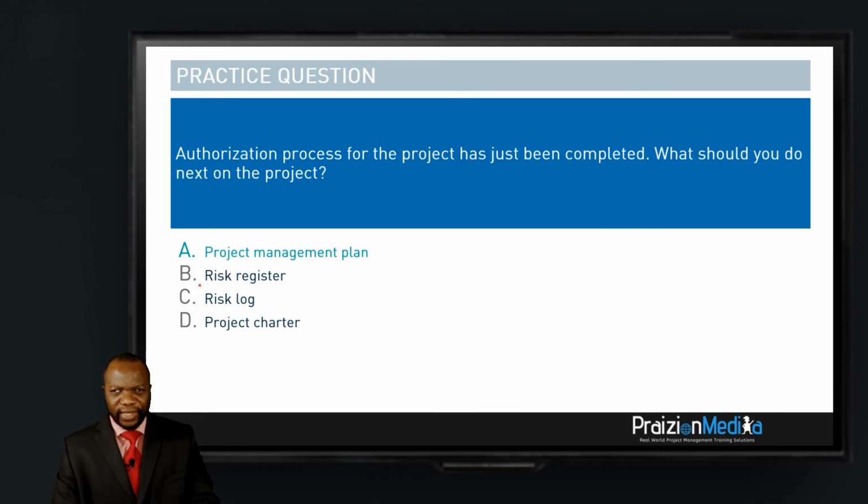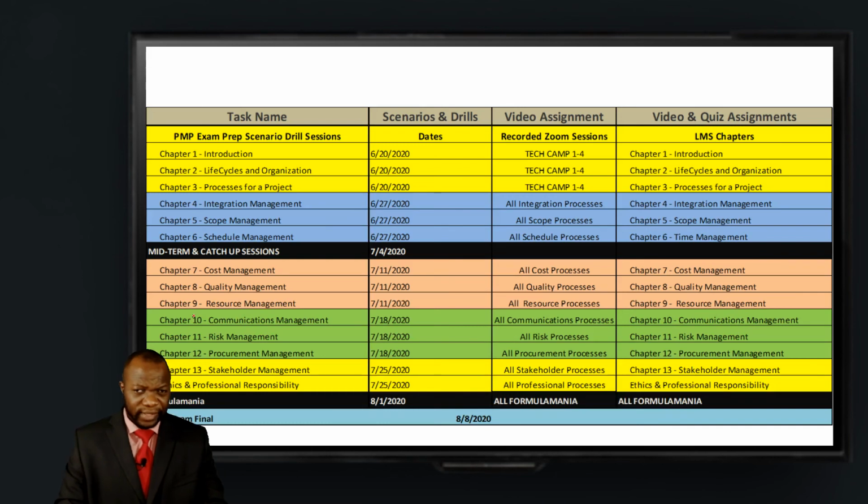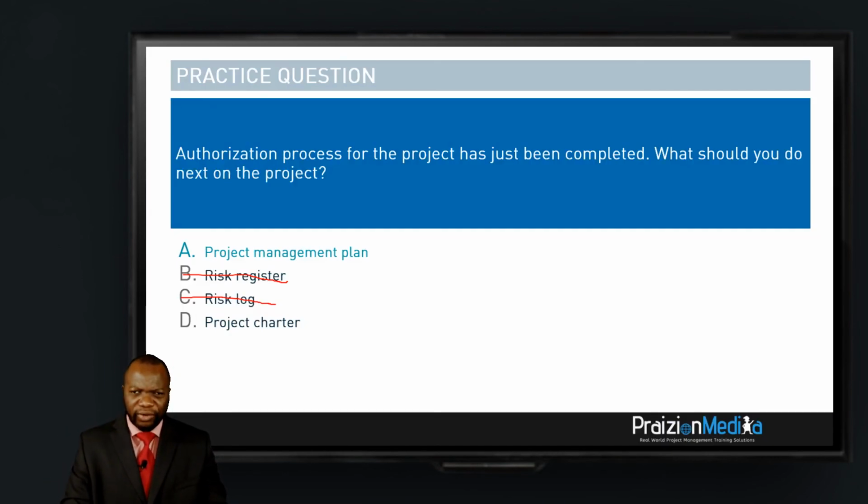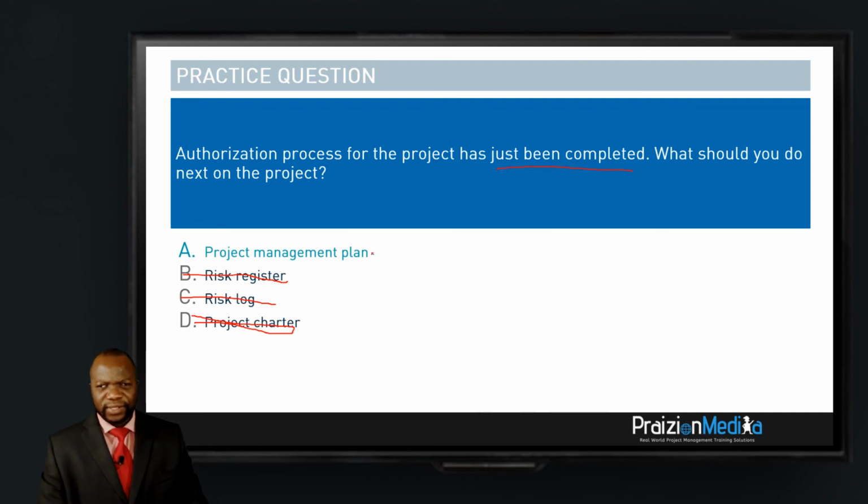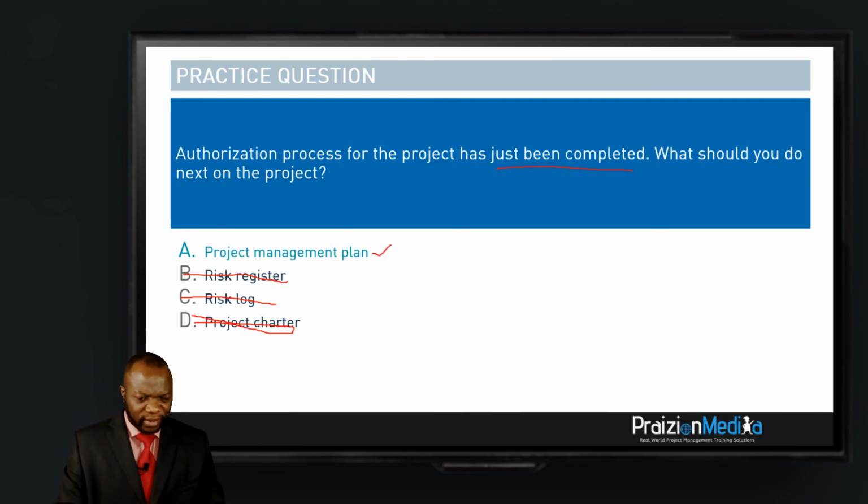That is the first thing you would begin to work on, because you need part of the plan to do the risk register. There's no such thing in the world of risk. We say risk register, not risk log, so that's not legit. And then the project charter, it says authorization process for the project has just been completed. That means the charter is complete. So the answer is project management plan. All right, let's go to the next and final text question.